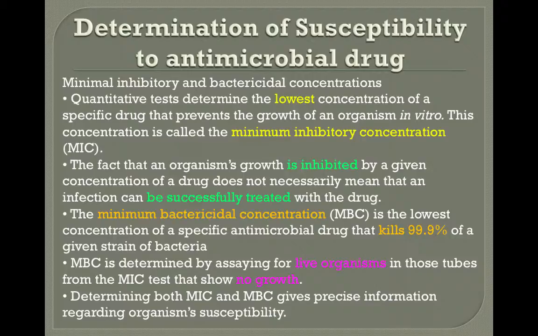What is the minimum amount, or concentration, that I can give of this drug that actually prevents the growth of an organism, stops them from growing? The fact that an organism's growth is inhibited by a given concentration of a drug doesn't necessarily mean that an infection can be successfully treated with the drug, right? Inhibited means static, means the bacteria are still there. You're just preventing them from making more and making the infection worse. Where cidal means you're killing all of those cells, entirely getting rid of the infection.